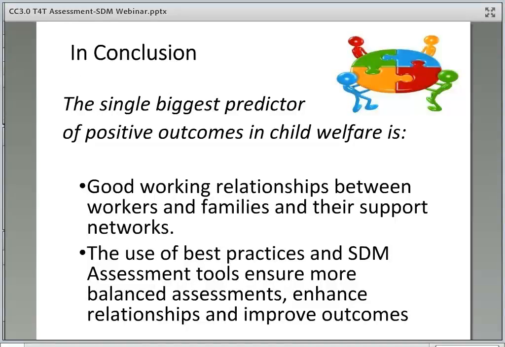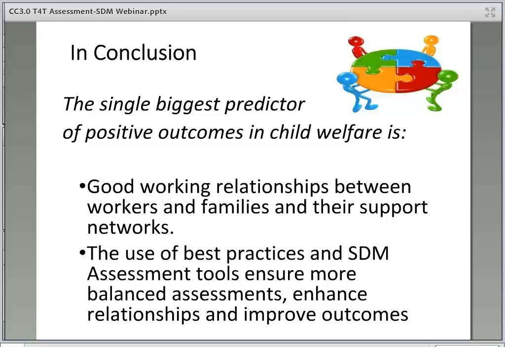When all is said and done, the single biggest predictor of positive outcomes in child welfare, according to a study by Farmer and Owen, is not the services or the interventions. It is the relationships we build. Those other things are important, but without good working relationships between social workers and the children and families they serve, everything else gets much more difficult. In addition, building relationships with the support network, including family members and other collaterals, is also important and helps support the child's safety and well-being.